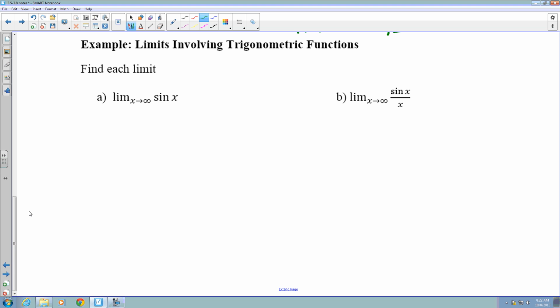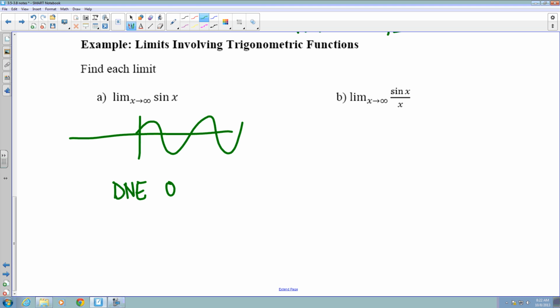Okay, find each limit. Sin x, we know what that looks like. We're talking about what happens at infinity, so that same pattern is going to continue. So the limit does not exist because our function oscillates between negative 1 and 1. So that's one of those reasons why a limit doesn't exist.